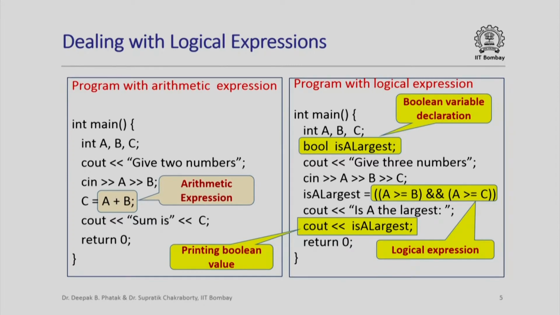And now going back to the program that I showed right at the beginning of this lecture, in this program, if you look at it, I am basically checking whether A is greater than or equal to B and A is greater than or equal to C, and if that is the case, this Boolean variable gets set to the value true, and when I execute this statement, it prints the value 1.